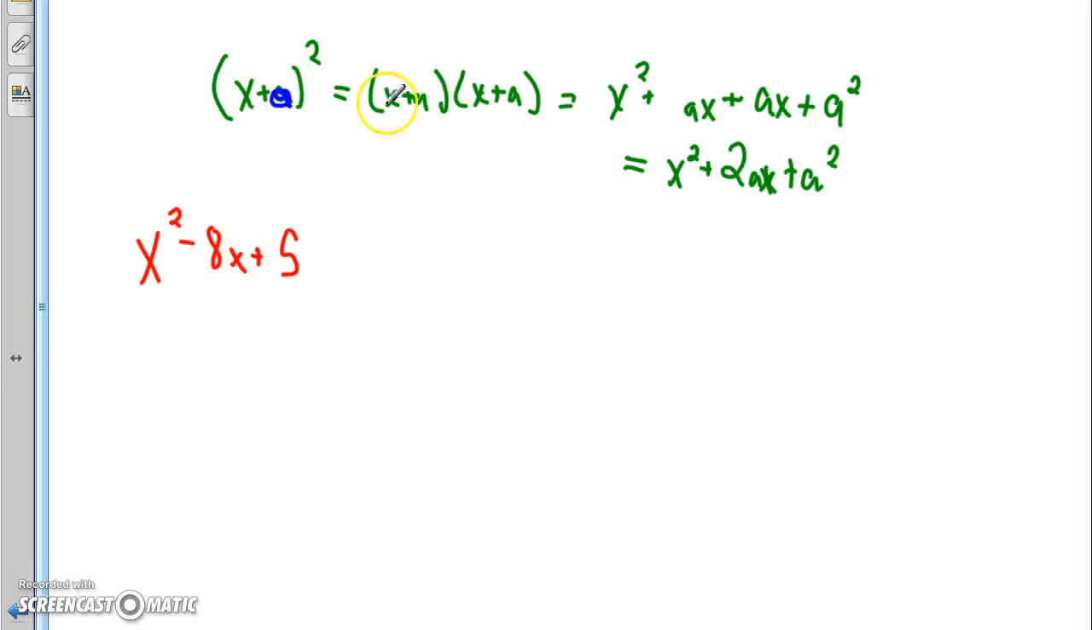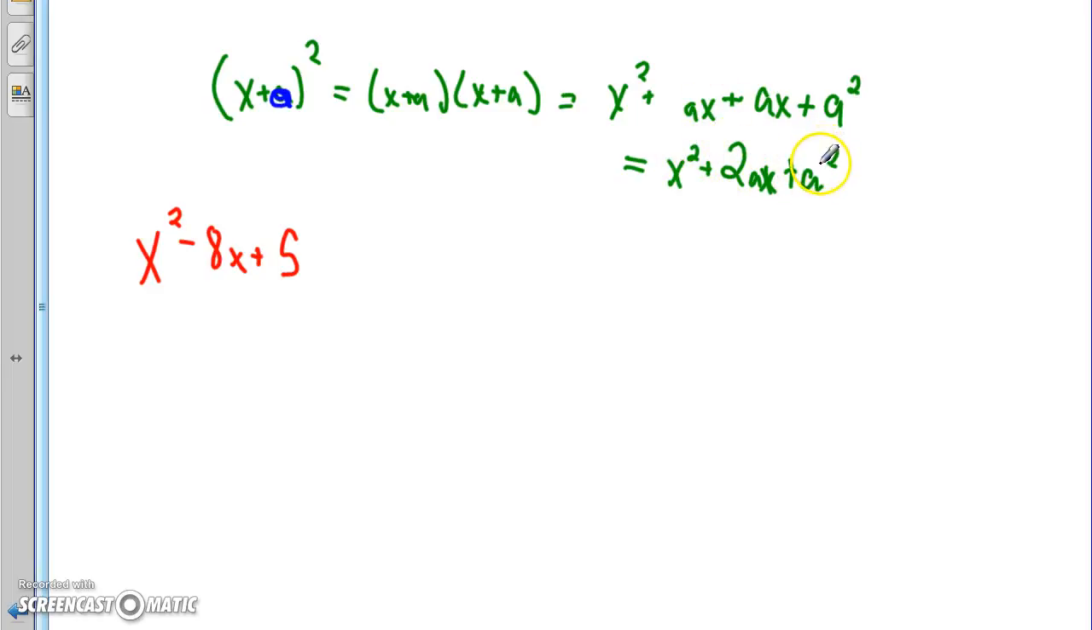So here you have, x plus a squared is the same thing as x plus a times x plus a. Now you use FOIL, right? First, outer, inner, and last. So you multiply them, and then you add those all together. And of course, these are like terms because they both have x. And again, a is just some number. So you have x squared plus 2ax plus a squared.